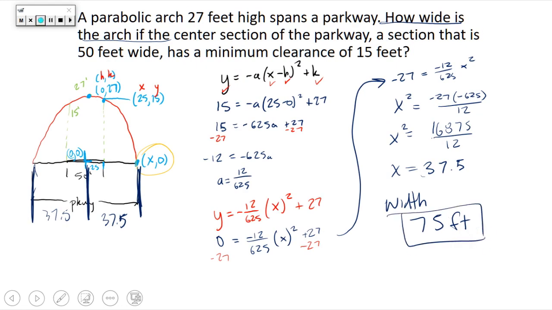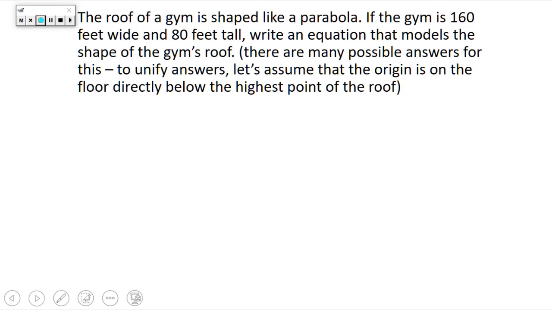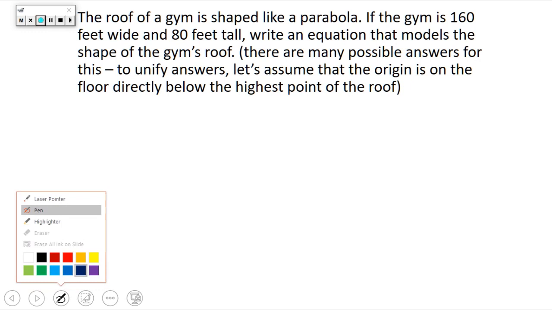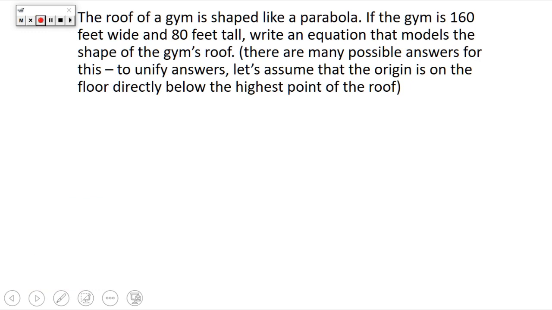Next. Here's another parabola problem. It says the roof of a gym is shaped like a parabola. If the gym is 160 feet wide and 80 feet tall, write an equation that models the shape of the gym's roof. There are many possibilities. It says put the origin underneath the vertex, so underneath the high point of the roof. So let's draw another picture here. This one's going to look just like the last one.